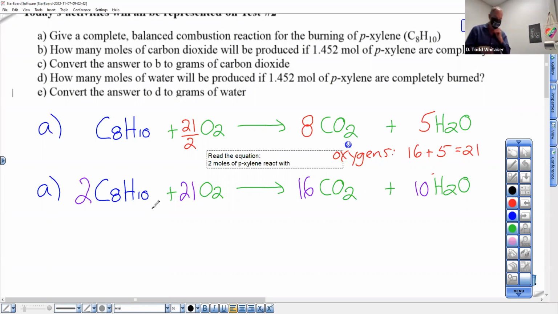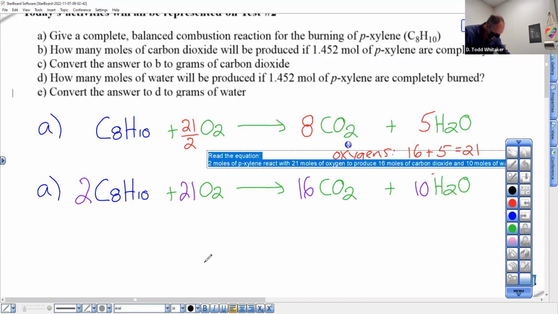Okay? And I'm going to finish reading my sentence here. 2 moles of paraxylene react with 21 moles of oxygen to produce, to yield, to give, whatever synonym you can give to making, 16 moles of carbon dioxide and 10 moles of water. That's how you read the equation. That is the practical use of stoichiometry right there.